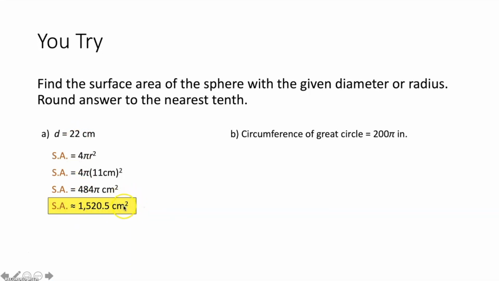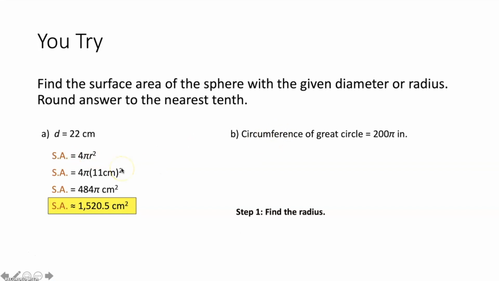Part B, doing the same thing, we again want to find the surface area of a sphere. But this time, all it gives you is that the circumference of a great circle is going to be 200 pi inches. Well, in order to find the surface area of a sphere, I obviously need to use this formula. Surface area is equal to 4 pi r squared, meaning I just need to find the radius of this given sphere, and then I can find the surface area.